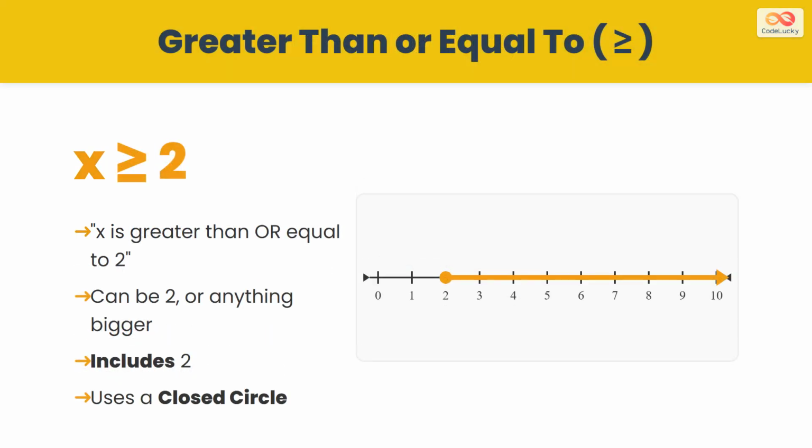Now things get a little different. This symbol means greater than or equal to. For example, x is greater than or equal to 2. This means x can be any number bigger than 2, but it can also be exactly 2. To show that 2 is included, we use a solid, filled-in circle at 2 instead of an open one. The arrow still points to the right.